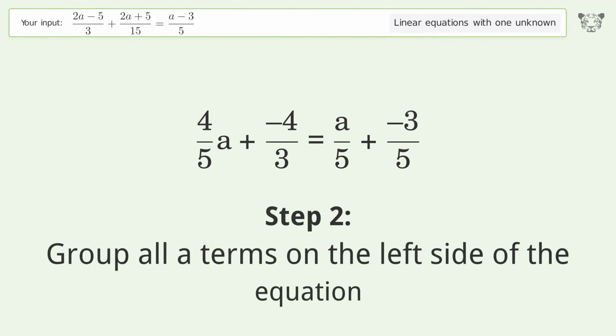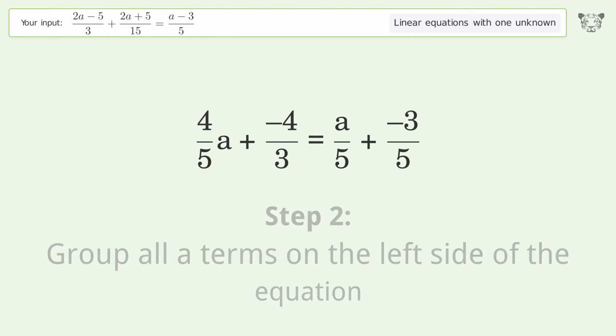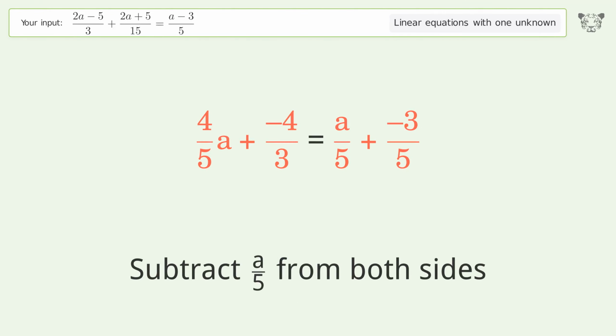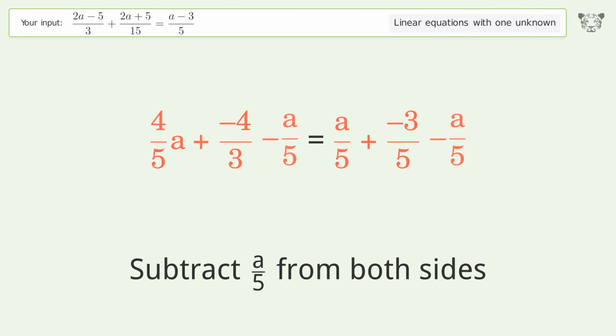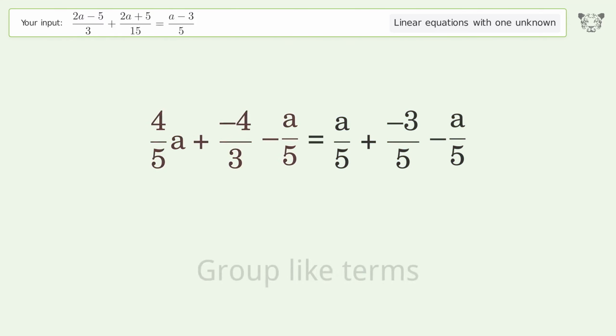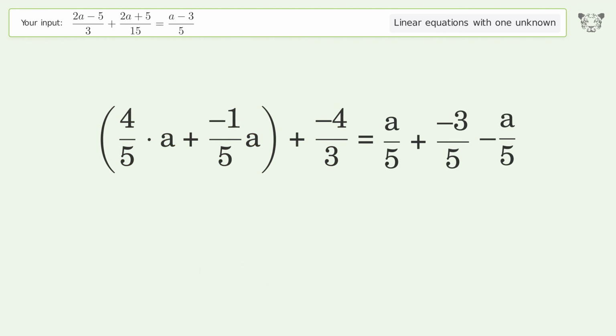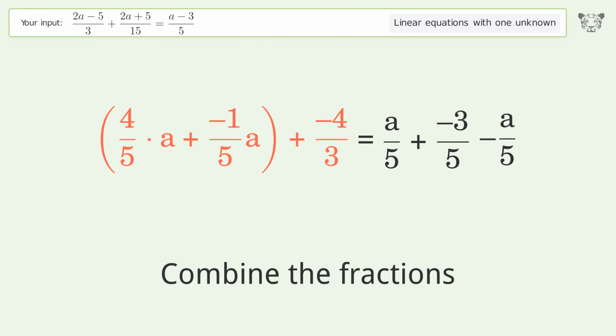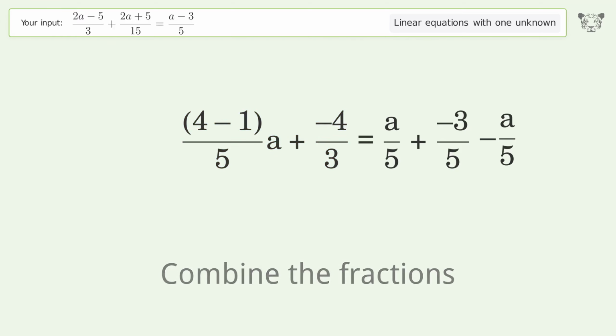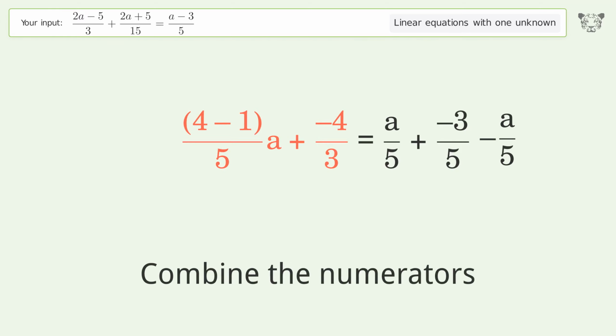Group all a terms on the left side of the equation. Subtract a/5 from both sides. Group like terms. Combine the fractions. Combine the numerators.